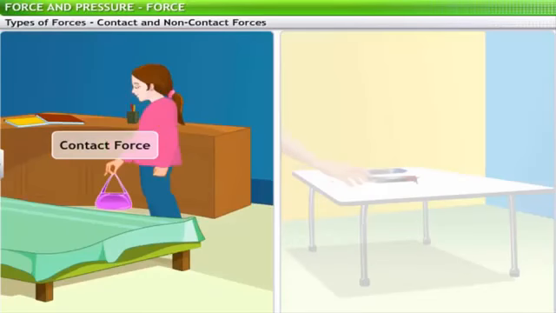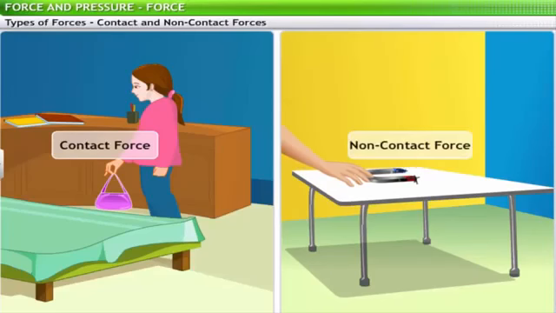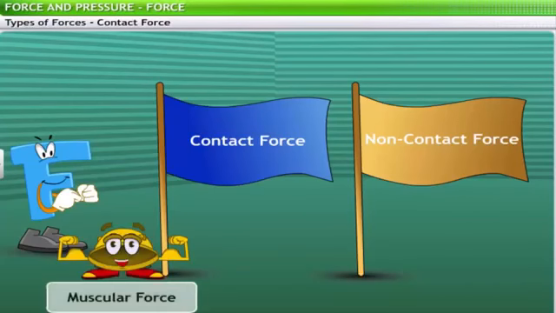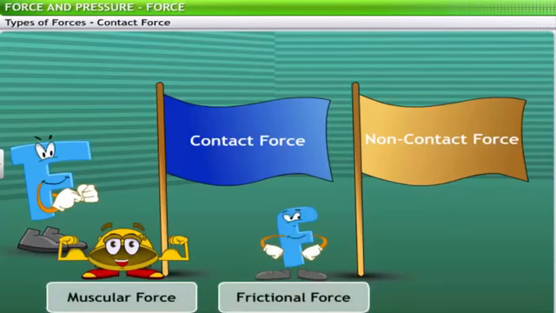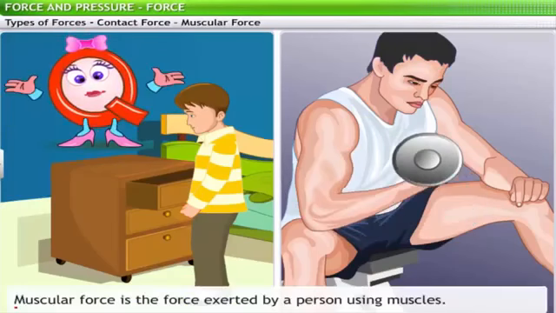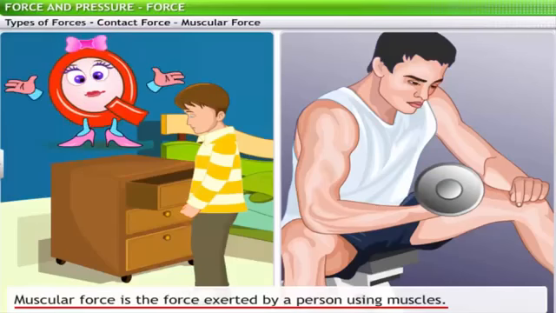A contact force is a force between two objects that are in contact with each other. Any force that is exerted without any contact between two bodies is a non-contact force. There are two very common examples of contact forces that you observe often. They are muscular force and frictional force. I understand muscular force. I have well-developed muscles. That's right. Muscular force is any force exerted by a person using muscles.